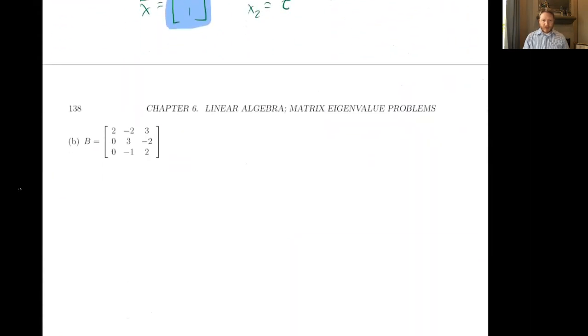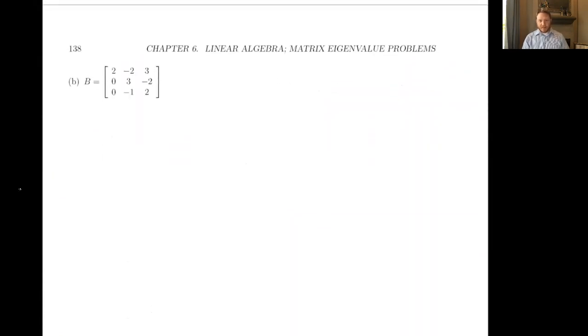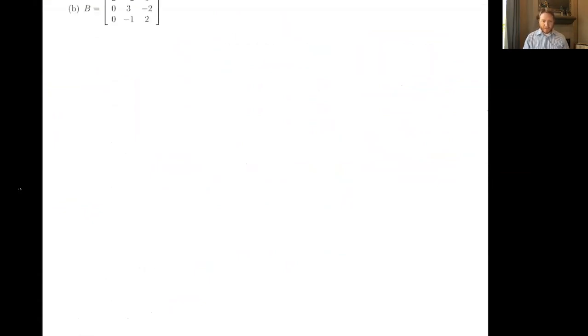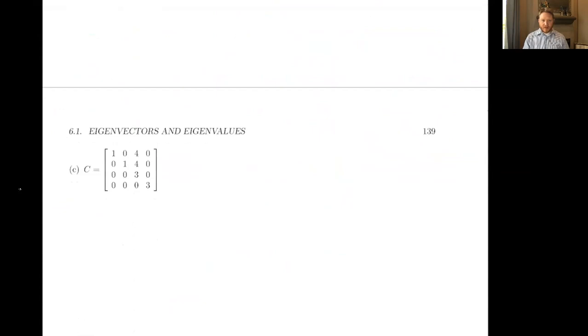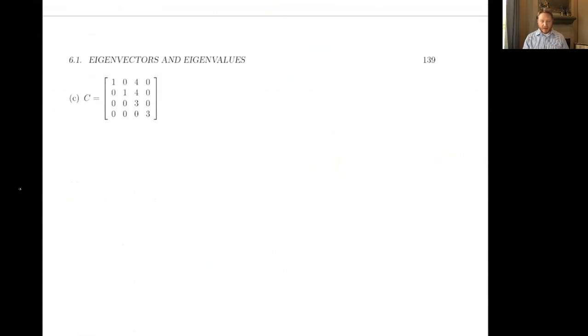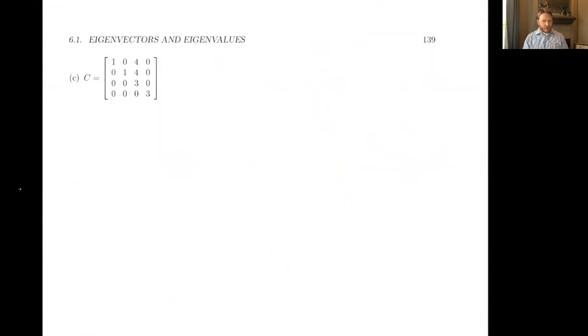On B here, B is going to be a bit more work, and I want you to try it, and I'll post the solutions online. And the same thing goes with C. So those are my 3 examples here. We're more or less done with how to compute eigenvalues and their corresponding eigenvectors.